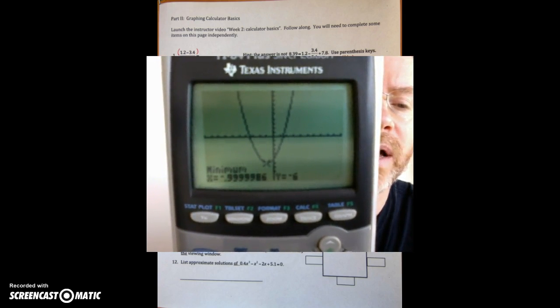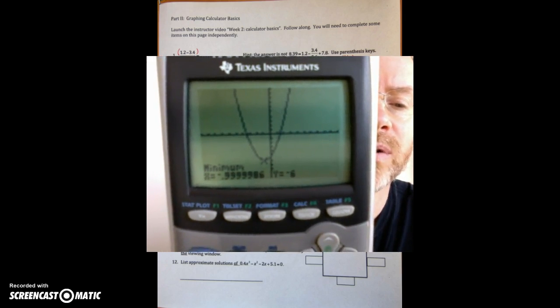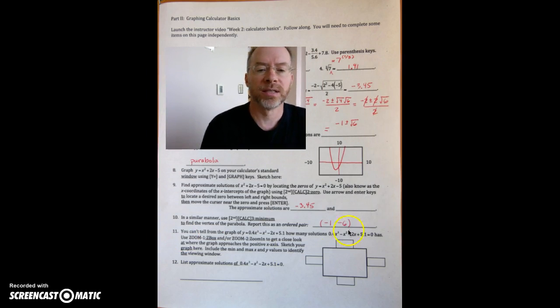Well, if you round that to the nearest hundredth or thousandth or 10,000th or 100,000th, it'll round to exactly -1, and I believe that's actually the case. So I just entered -1, -6 here. You see how that would be exactly accurate if you round to the nearest hundredth or thousandth.